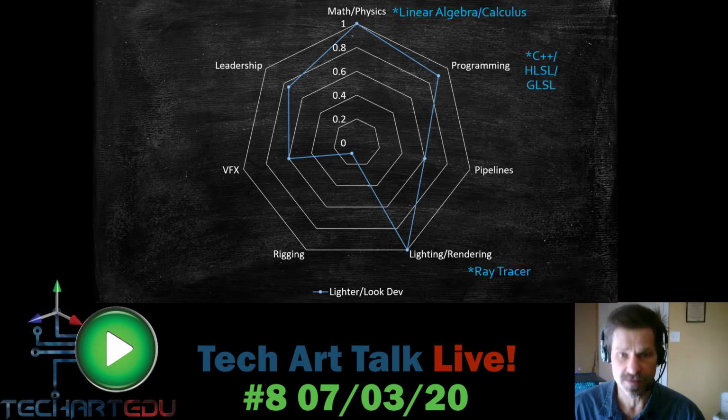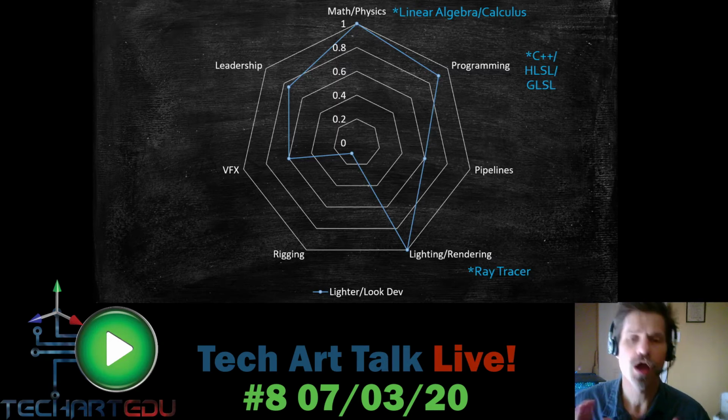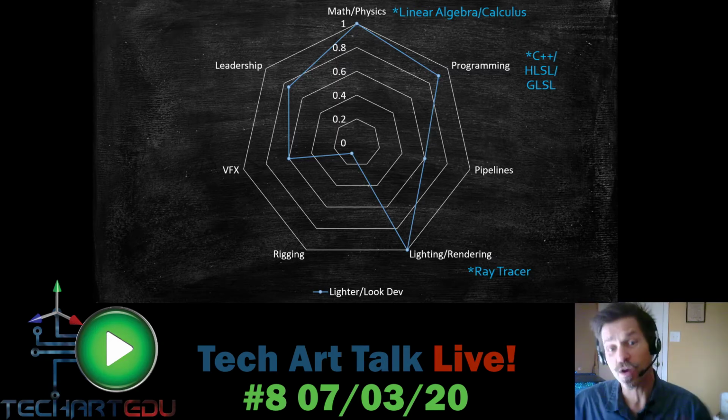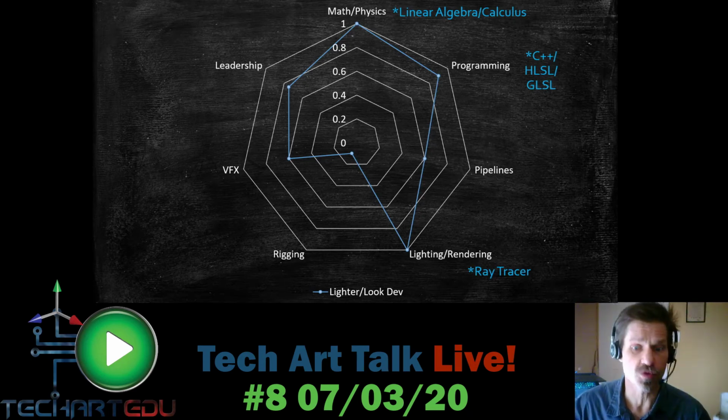If you are in high school, and you really want to say, yeah, I'm going to be a lighter or look dev, I'm going to be writing shaders, do yourself a favor. In high school, write yourself a ray tracer. It's easy. It's something that can be done. In fact, I want to give a course just devoted to ray tracing: writing your first ray tracers, learning C++ and lighting.